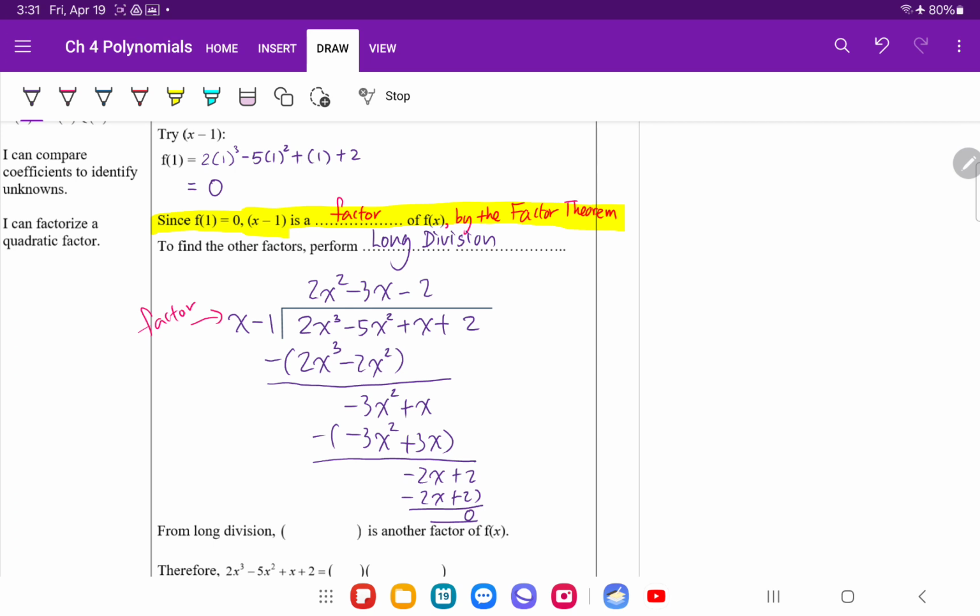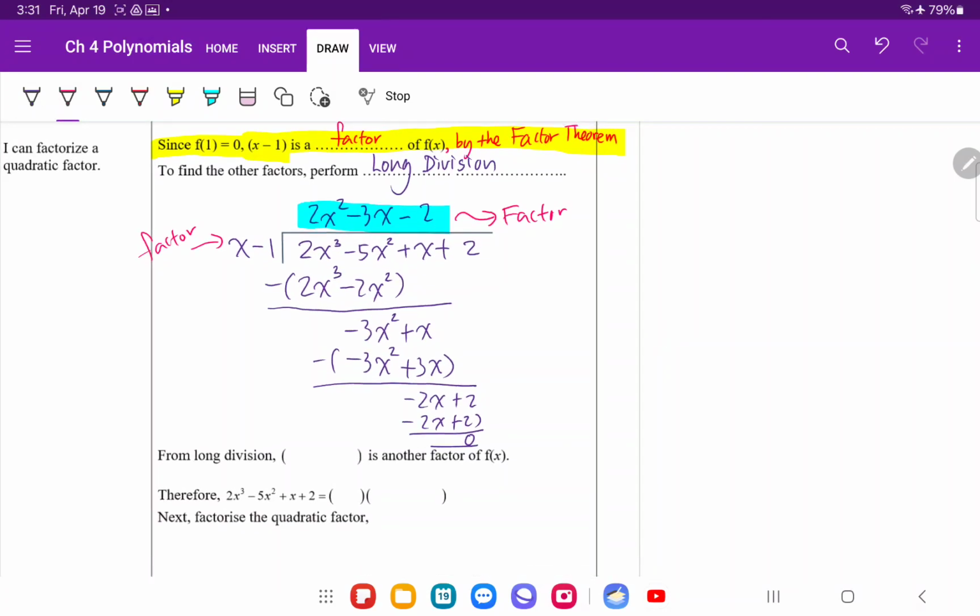Okay, so once you have finished the long division, this is what you're going to get. Make sure your remainder is a 0. Now, the important thing in this long division is the quotient. The quotient is the other factor. So, from the long division, 2x squared minus 3x minus 2 is the other factor.